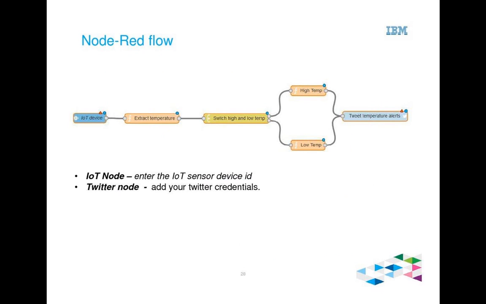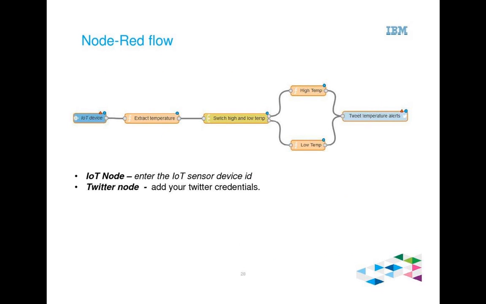And the next node analyzes the value. If it's below 10, it goes to the low temperature node. If it's above 50, it goes to the high temperature node. And from there, it goes to the Twitter node. And I'm going to configure my Twitter ID so that I can tweet. Whenever the threshold is exceeded, a tweet message will be sent out.